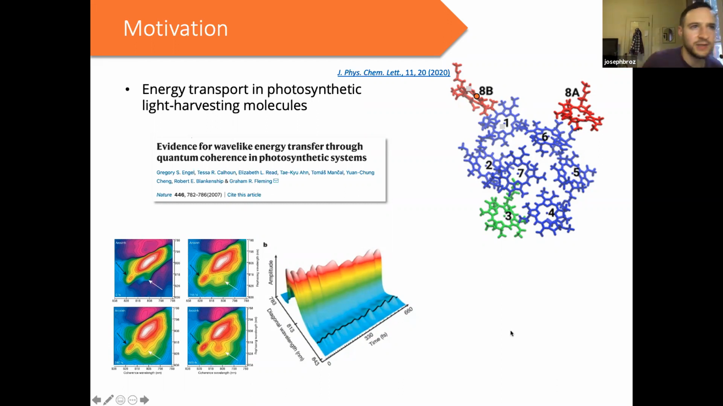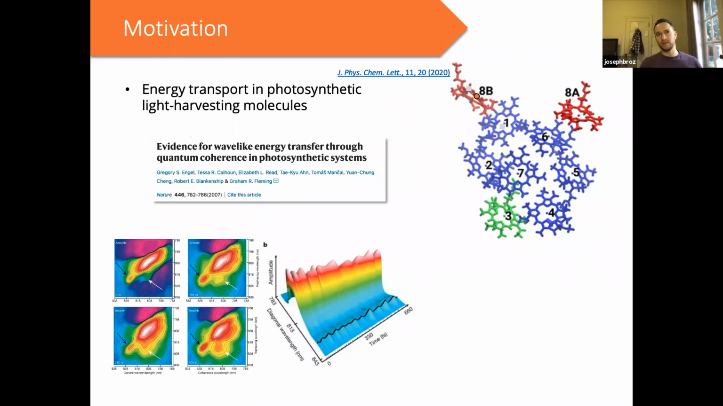But what they saw was this evolution of coherent oscillations between, I think it was two of these excitons that were very far apart. So it's not something that you would expect. And it was interpreted as a signature of quantum coherence in the electronic states. And so that was super debatable. It was very controversial right off the bat.